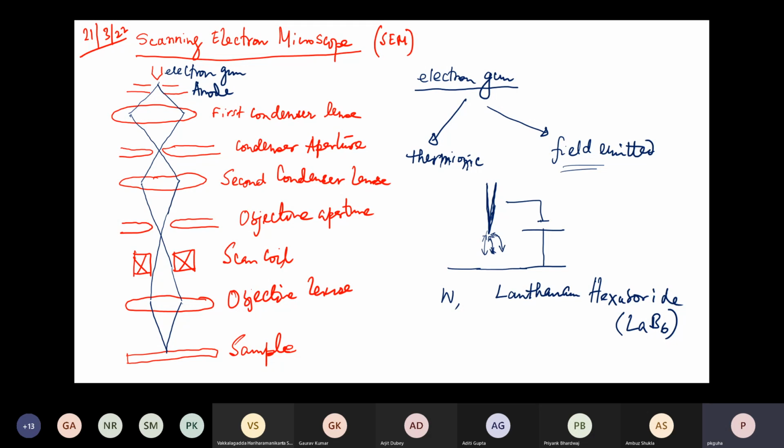So there can be one anode or several anodes. Maybe one anode will extract electrons, and the second anode may be used for accelerating those electrons. Let me go to another slide. So there might be several anodes.